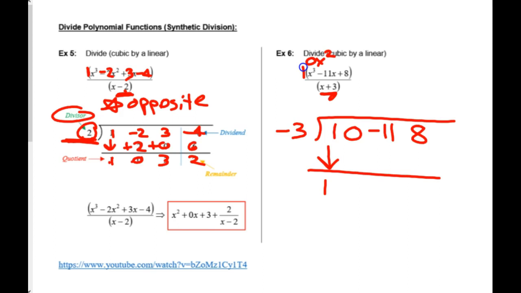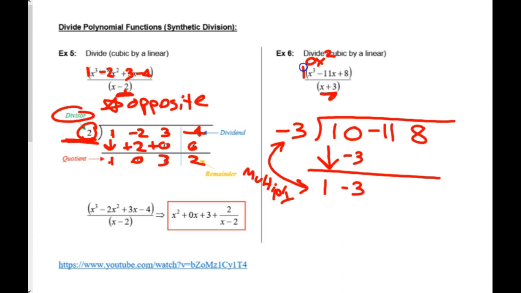You always bring down the first number. Okay? And what you're going to do is these numbers are going to multiply. 1 times negative 3 is negative 3. Let's write that down underneath the 0. Once you multiply, then you're just going to add vertically. 0 plus negative 3 is what? Negative 3.